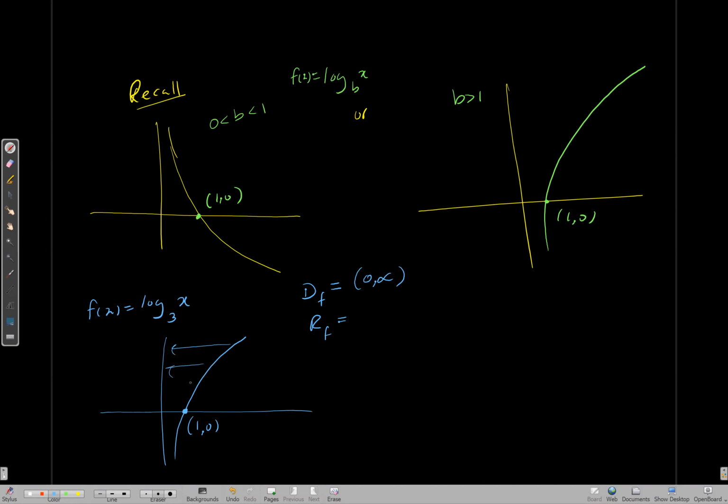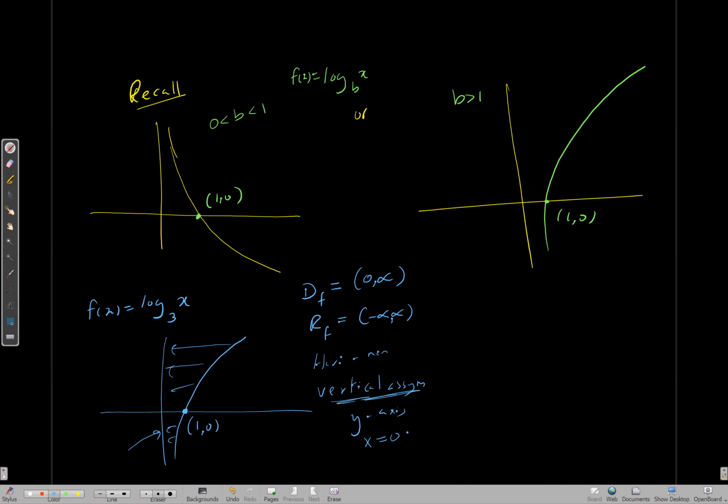All real numbers. And are there any horizontal asymptotes? Horizontal asymptotes, actually none. Vertical asymptotes, yes. For log functions we always have vertical asymptotes. And in this case it's the y-axis, or x equals 0, this guy right here.